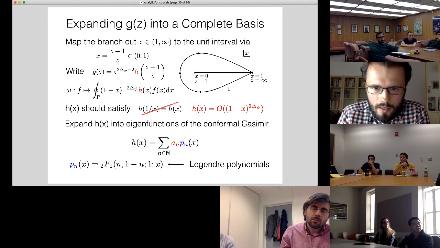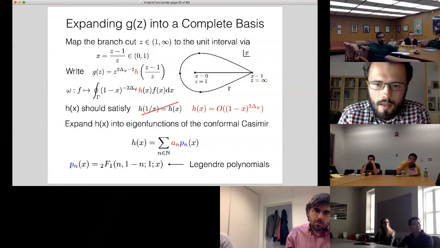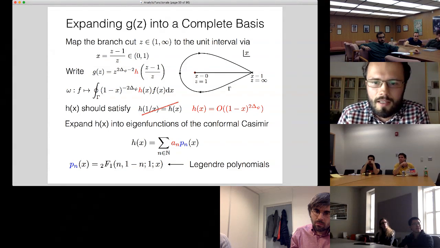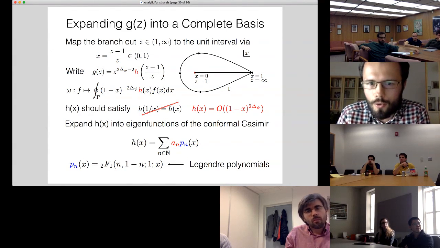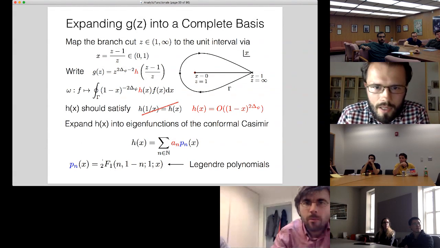One problem with this basis, it breaks the crossing, so the conformal Casimir equation in the direct channel is not the same as the conformal Casimir equation in the cross channel. And of course, if we expand something in polynomials, it's hard to impose invariance under x goes to 1 over x, because no polynomial will ever be invariant under this transformation. But nevertheless, we will not worry about this for the time being, and we'll just forget about the restriction that h should be invariant under x goes to 1 over x.